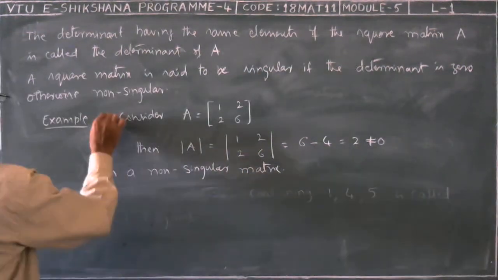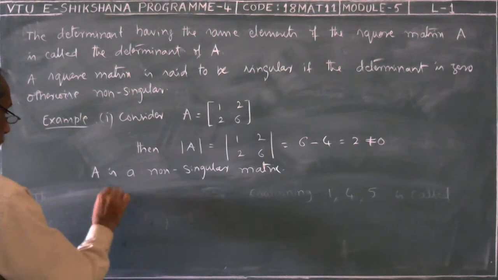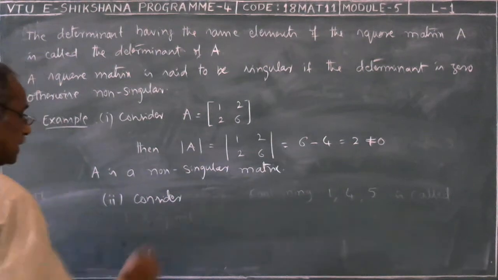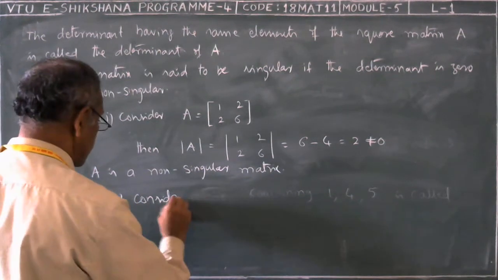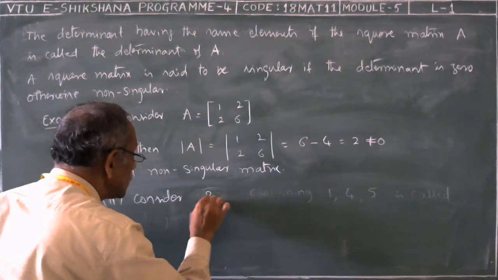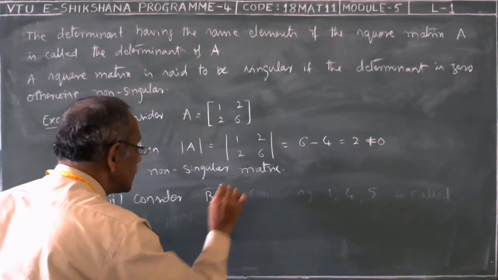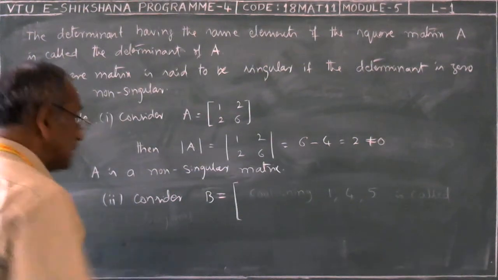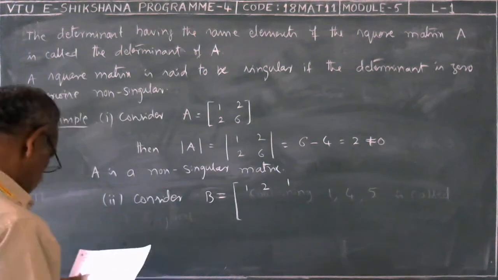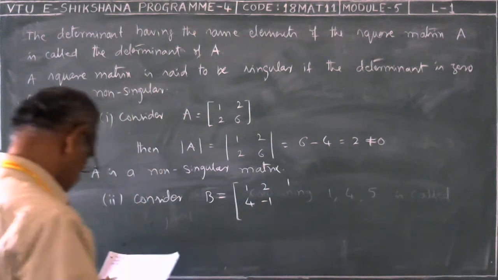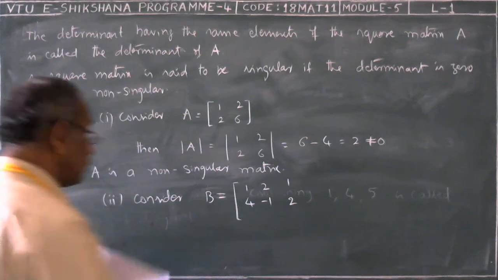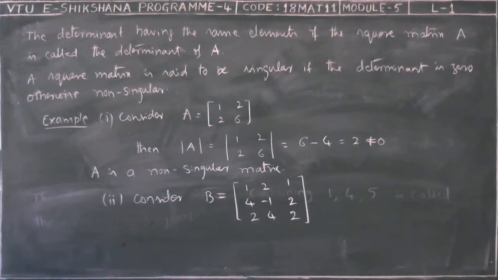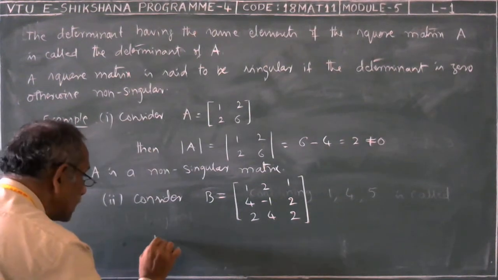Now consider another example, matrix B equal to 1, 2, 1, 4, minus 1, 2, 2, 4, 2. So let me find out the determinant of B.